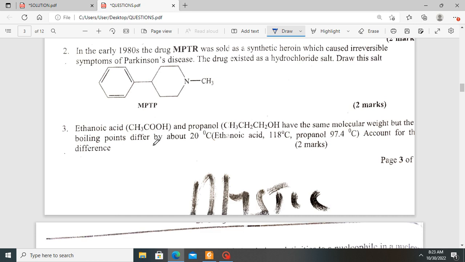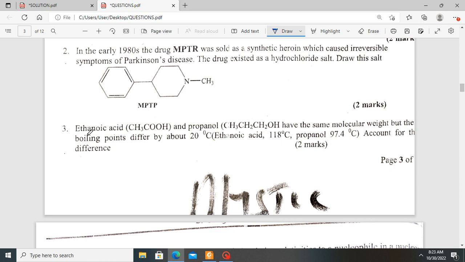Question 3. Ethanoic acid and propanol have the same molecular weight, but the boiling points differ by 20 degrees. That is, ethanoic acid is 118 and propanol is 97. Account for the difference. So what caused the difference? Basically, when ethanoic acid exists in a vapor state, it forms what we call a dimer. It exists in two molecular forms which are linked through hydrogen bonding. This tends to increase or double the molecular weight of the compound.